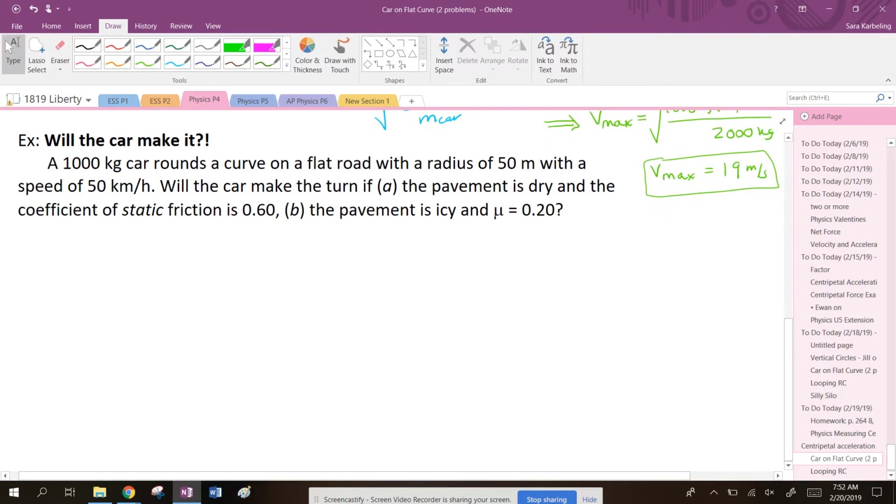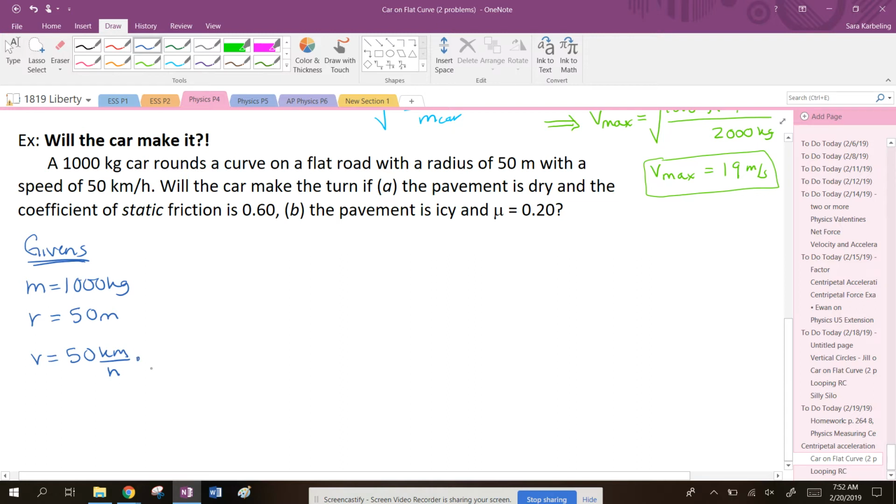All right, so similar question. We're going to start off as we did before with our givens. So we've got a mass of 1,000 kilograms, a radius of 50 meters. It says that the speed is 50 kilometers per hour. And now we're going way back. I think this was the very first standard that we ever did together. So let's go ahead and do that conversion here real quick.